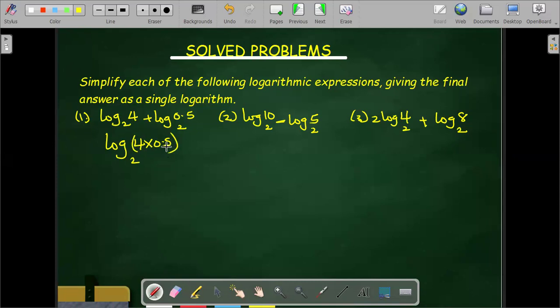And 4 multiplied by 0.5 is going to give us what? It's going to give us 2. So the logarithm of 2 to base 2 is obviously going to give us 1. This is one way to do it.